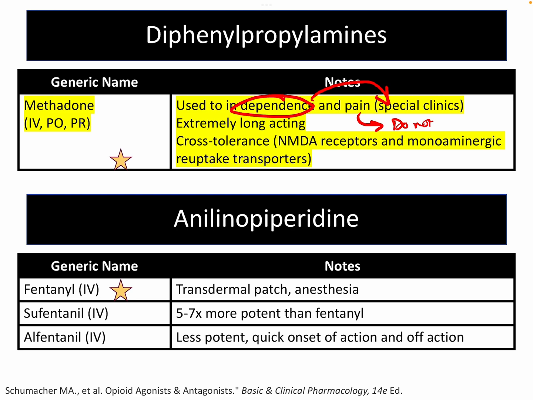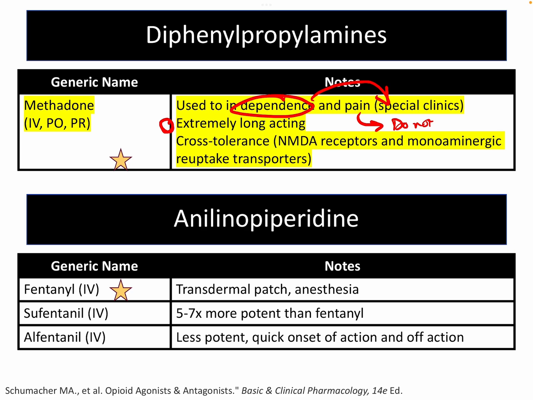You guys probably have methadone at your pharmacy. If it is specified that they are using it for opioid dependence, then you have to refuse the prescription. Methadone is extremely long-acting, like buprenorphine, and that's one of the reasons we use it for opioid use disorder. It's taken once a day usually.